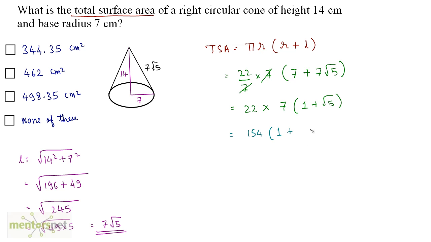Well, the root of 5 is equal to 2.23. You should better remember that. Most of the people remember roots up to 5 or 6. So I have 154 times 1 plus 2.23 is 3.23, and that will come out as 497.42. Well, this one is closest to option C. You would have got 498.35 had you taken this root of 5 till 3 decimal places. Anyway, we've got the answer 498.35, which is much closer to our answer. So that's it.